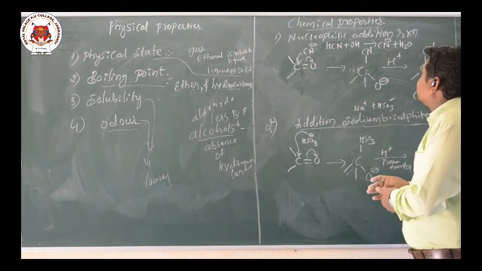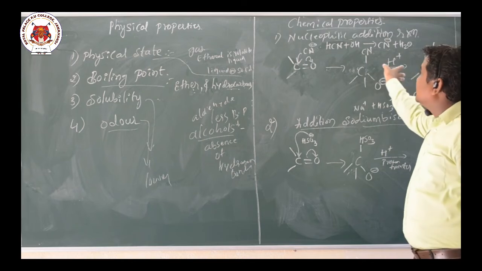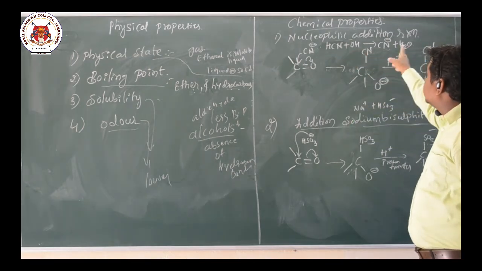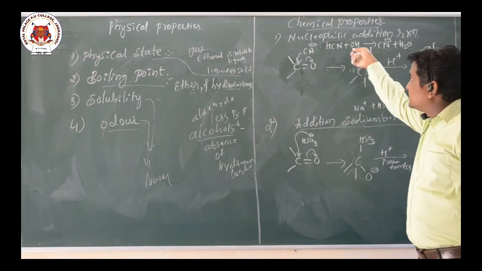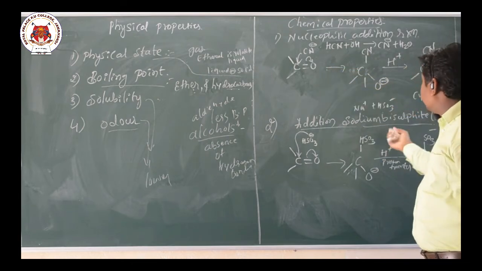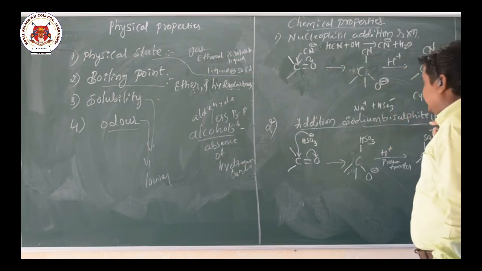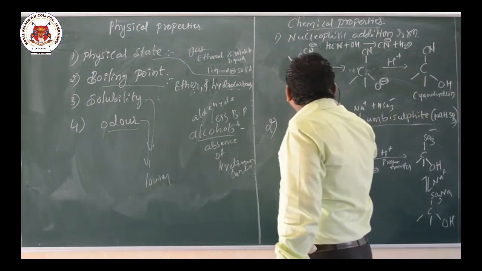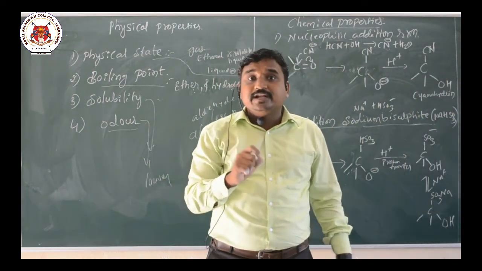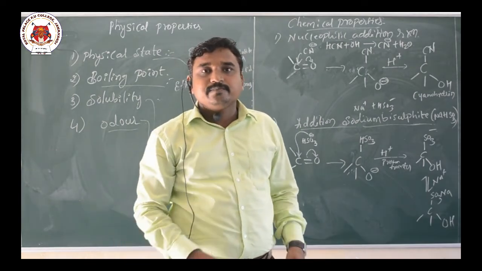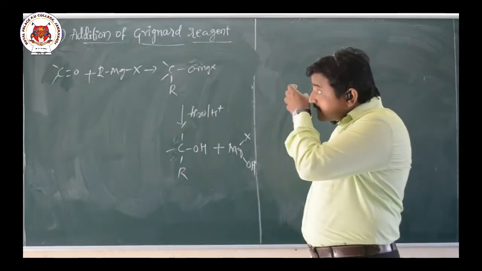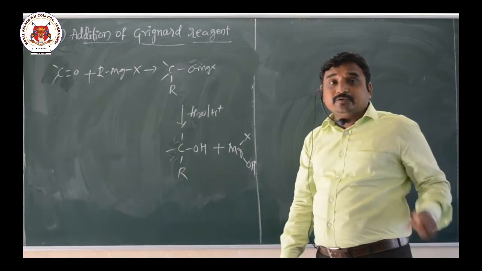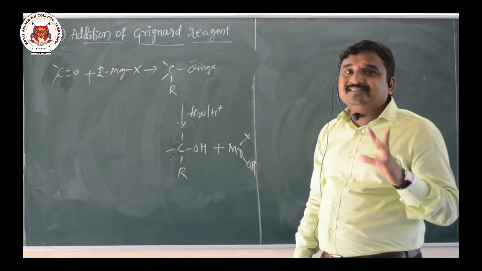Chemical properties, nucleophilic addition reactions. These are the examples: addition of hydrogen cyanide, this is one example, and addition of sodium bisulfite. Okay, so this is the reaction mechanism for the nucleophilic addition reactions. Next concept, addition of Grignard reagent. Now Grignard reagent, we already know the general formula RMgX.